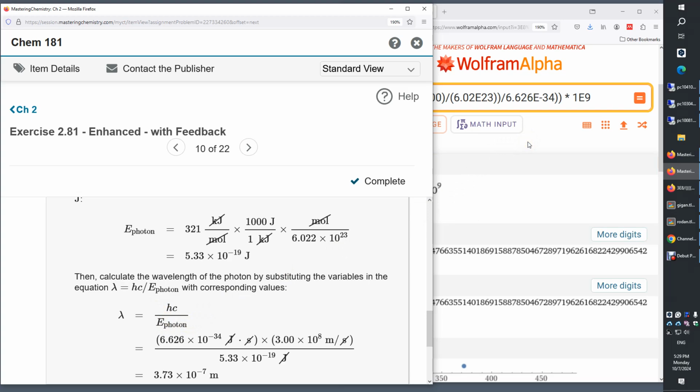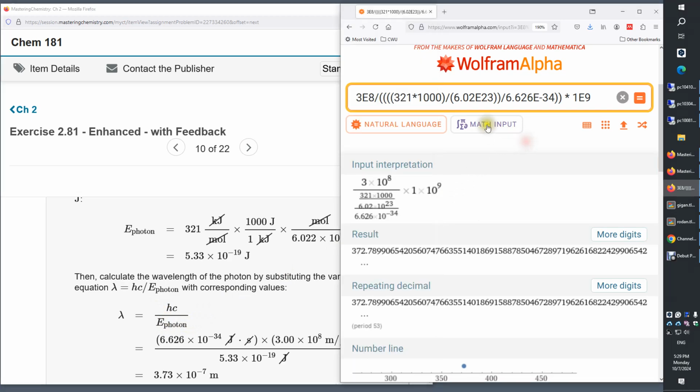Well, I did it slightly differently. The way I did it is this. First, I get the energy per bond, and this is the energy of the photon. The energy of the photon divided by the Planck constant, I got the frequency of the photon. And then the speed of light divided by the frequency of the photon, I get the wavelength in meters. Finally, I converted meters to nanometers. But same answer in the end. I might have used too many parentheses.